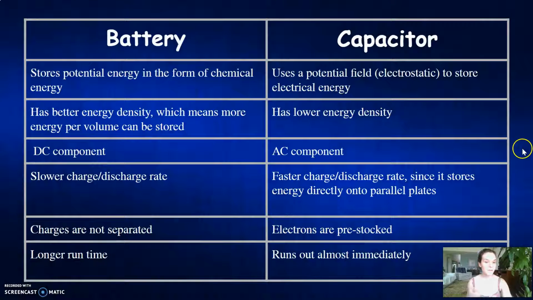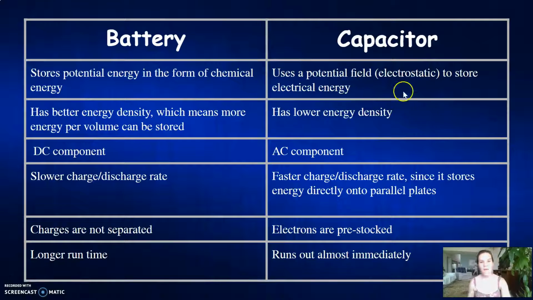And then because a lot of that information was overwhelming, I decided to summarize everything in one table. And here we have the battery storing potential energy, releasing it in the form of chemical energy. And there is a better energy density. It's found in a DC component, or direct component, has a slower charge rate in comparison to the capacitor. The charges are not separated, the positive and the negative, and it has a longer running lifespan.